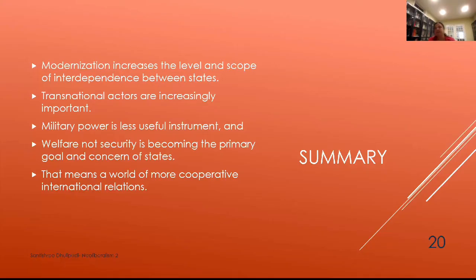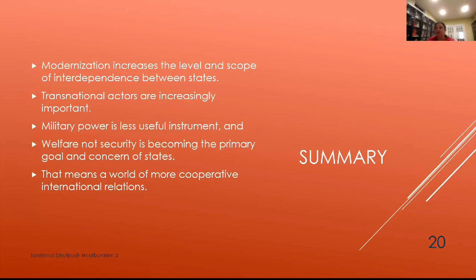Now, how would we summarize interdependent liberalism? Another major school in neoliberalism, extremely influential. Modernization increases the level and scope of interdependence between states. One of the ideas that has come out of the school is soft power by Joseph Nye. And now Joseph Nye says you need hard power with soft power, hence it becomes smart power.